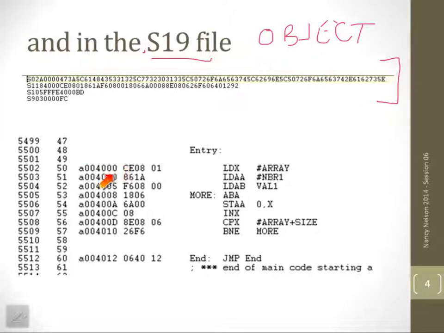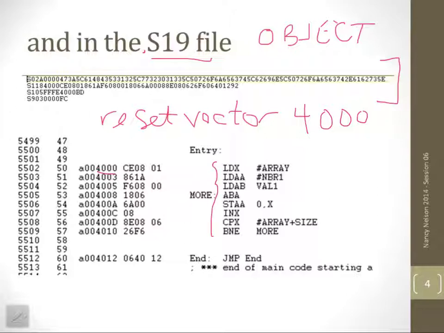Our code starts at address 4000, and if we look in the last S1 line, we'll see FFFE, and that is our reset vector. And that reset vector is responsible for telling the system where the code that it's supposed to execute starts. So if we look at what follows that, we see 4000. And that 4000 just happens to be the starting address of our code. So our reset vector tells the processor to go to address 4000 and start executing the code that it finds there.